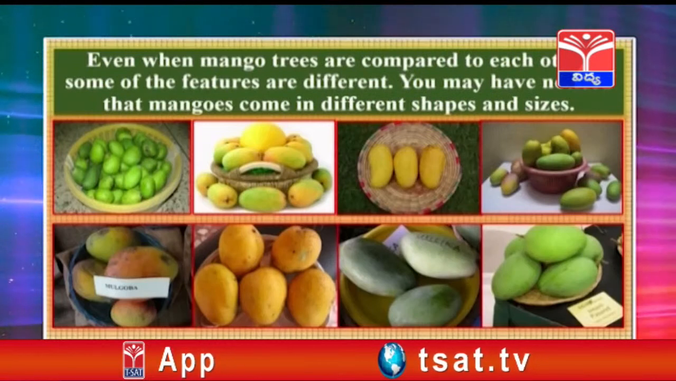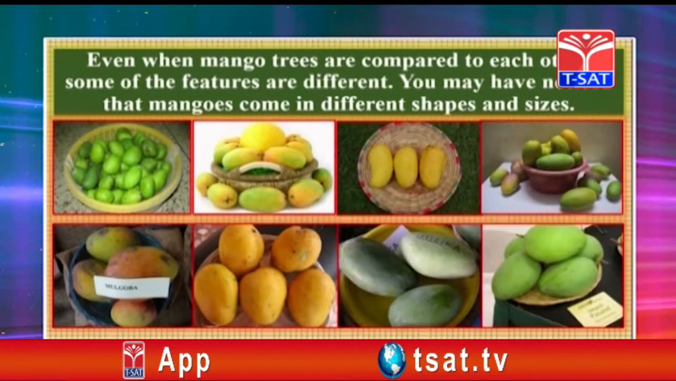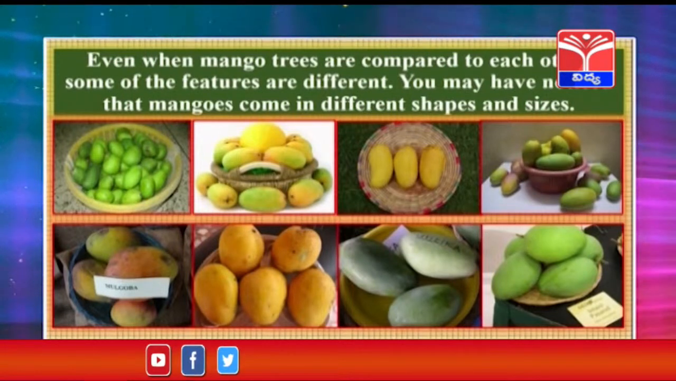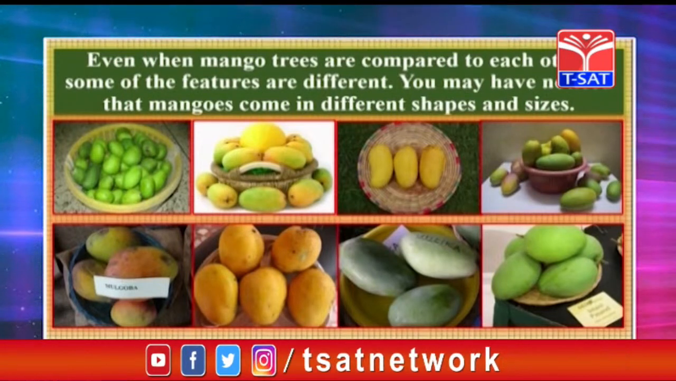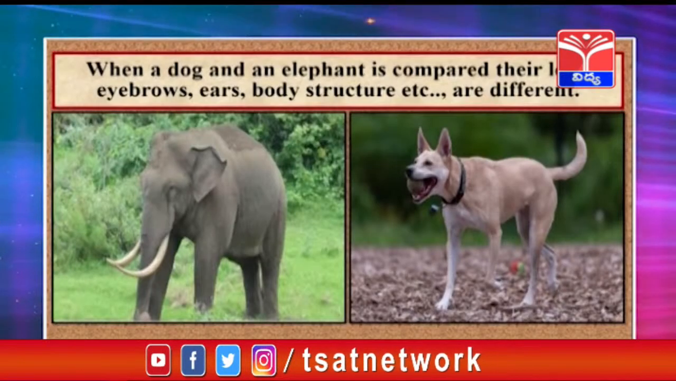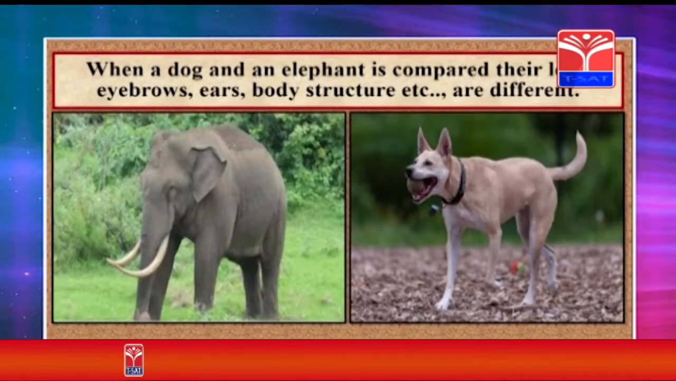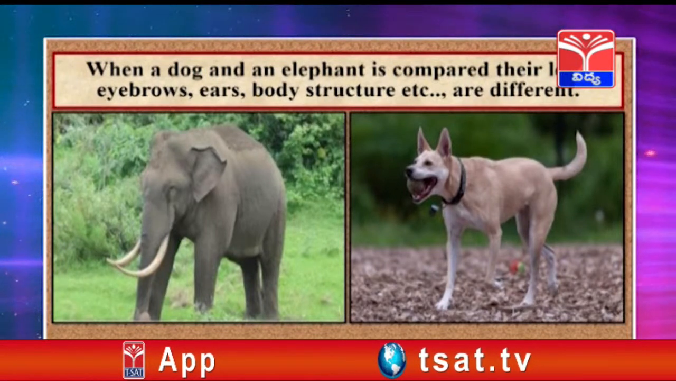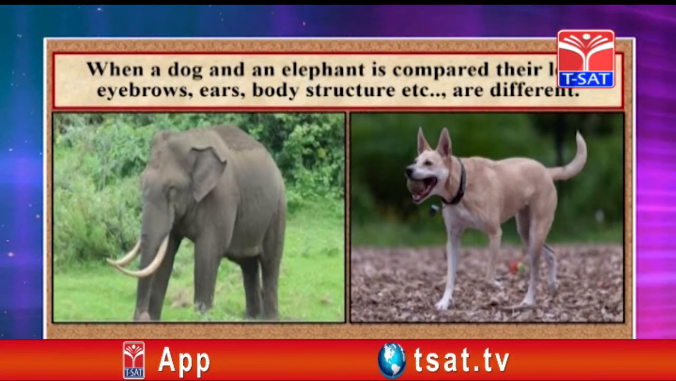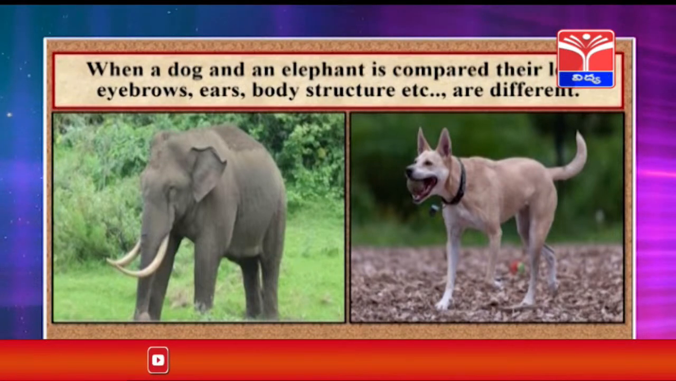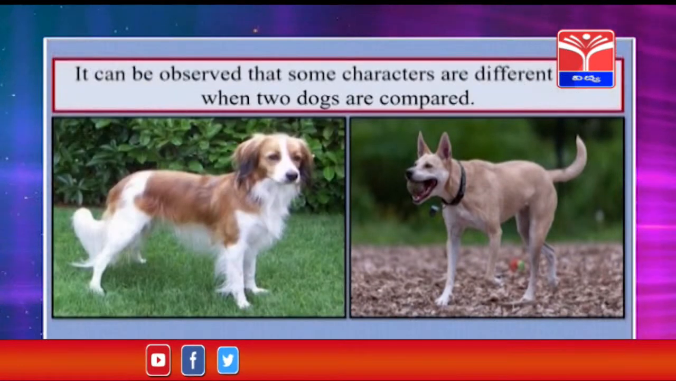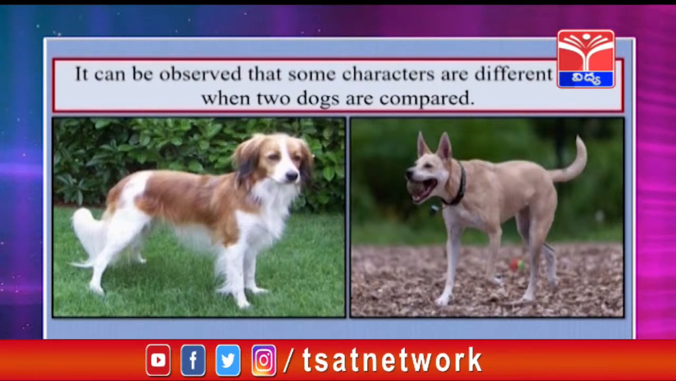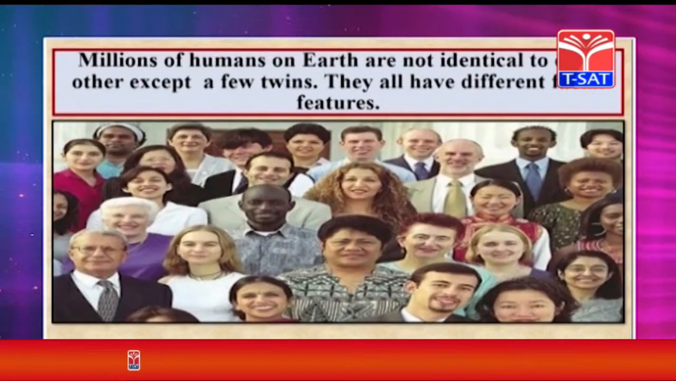Even when mango trees are compared to each other, some of the features are different. You may have noticed that mangoes come in different shapes and sizes. In the same way, when we look at the animals, when a dog and an elephant is compared, their legs, eyebrows, ears, body structure, etc. are different. Even when two dogs are compared, it can be observed that some characters are different.